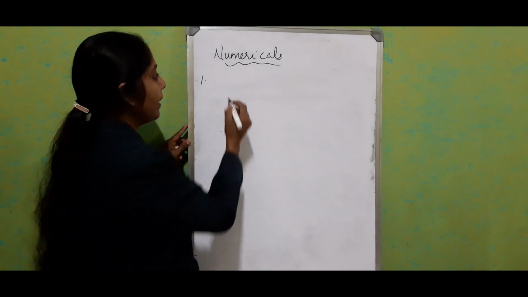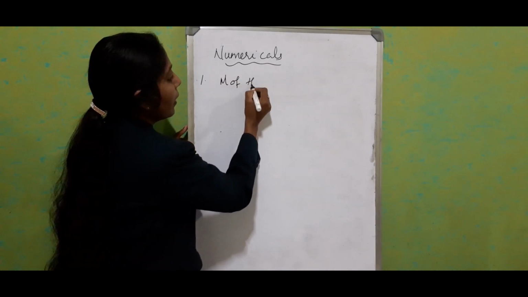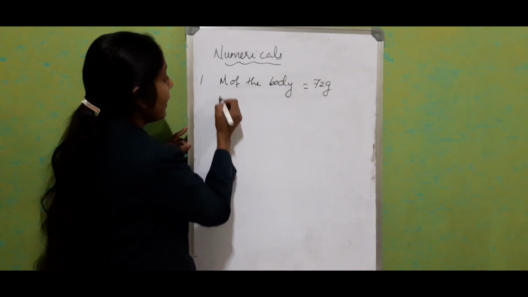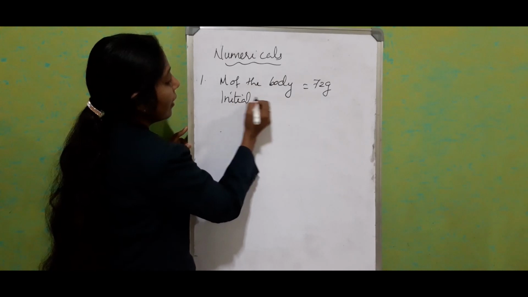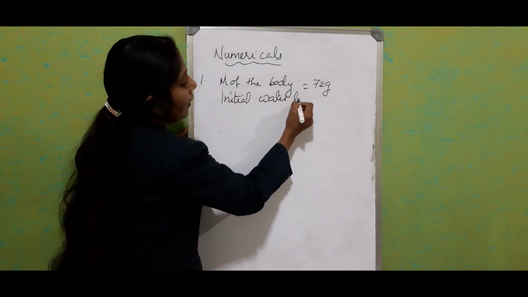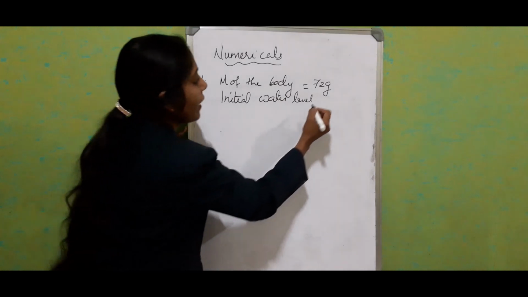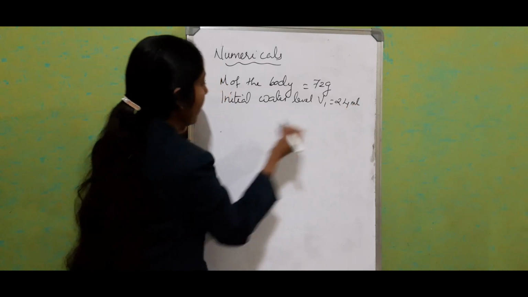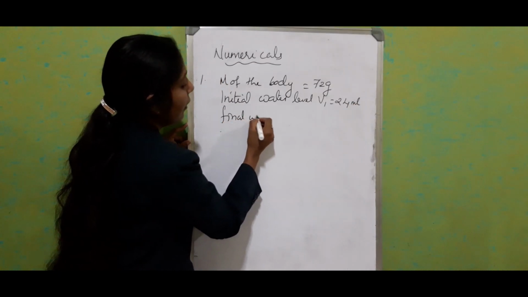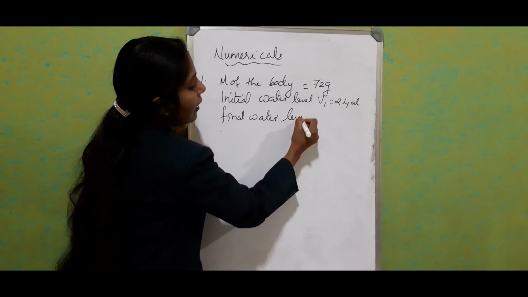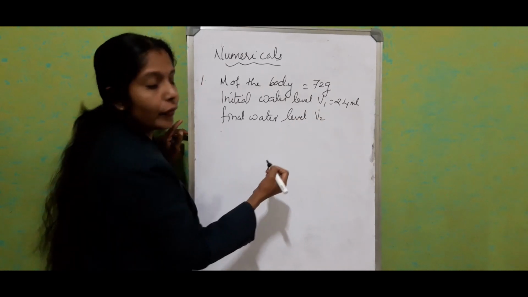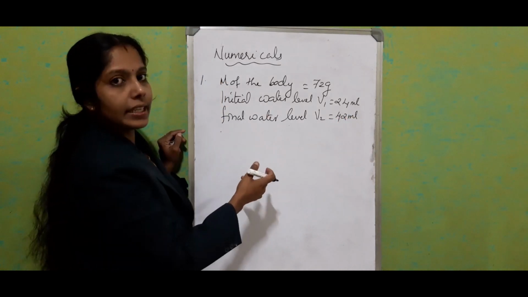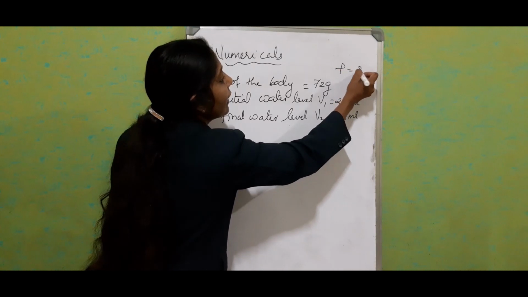The first question is given that mass of the body is equal to 72 gram. Initial water level, we can mark it as V1, that is equal to 24 ml, and final water level, marking it as V2, that is equal to 42 ml. So these are the data given. We have to find out the density.